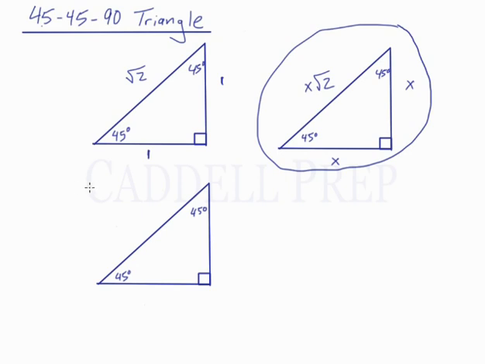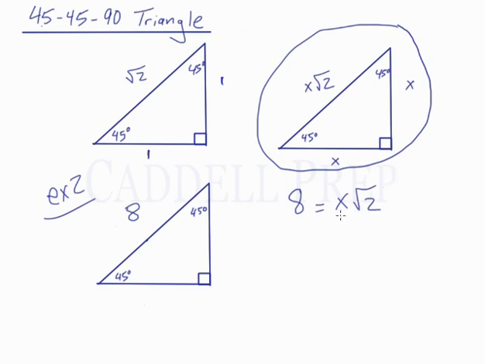Let's look at another example. Call this example 2. So what happens if they give us the hypotenuse? They say the measure of this side is 8. Well, the hypotenuse, which is across from the 90, matches up with x radical 2. So we could set these equal and figure out what x is. So we have 8 equals x radical 2.